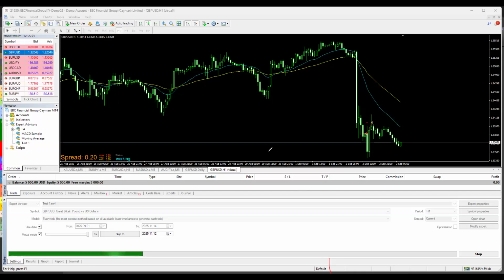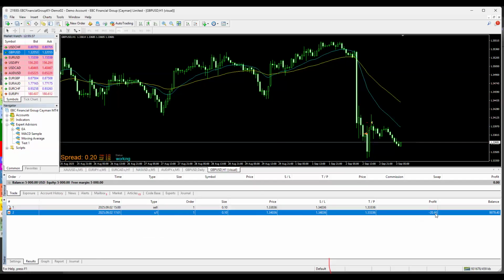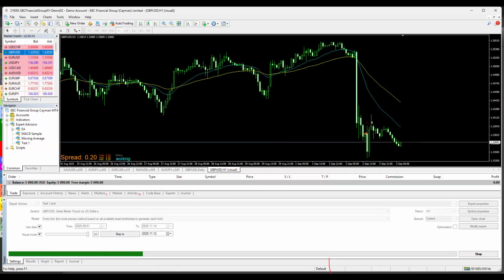So if I go to graph or result, you see that it took a sell trade, 0.1 lot size, and it was a loss, right? A loss of $20. Very good. And then we're going to continue this. We're going to allow the EA to continue to take trades, and then we'll see what happens.